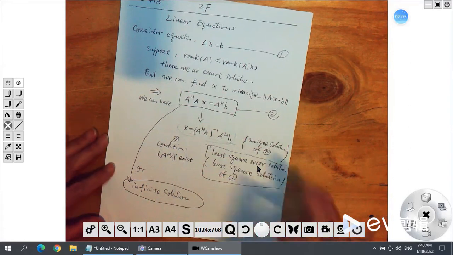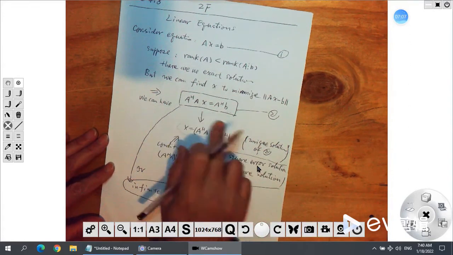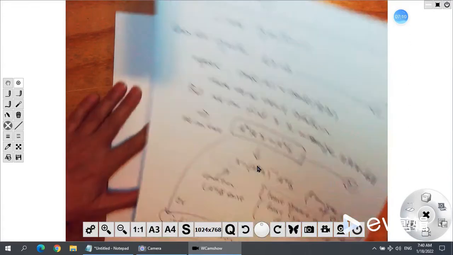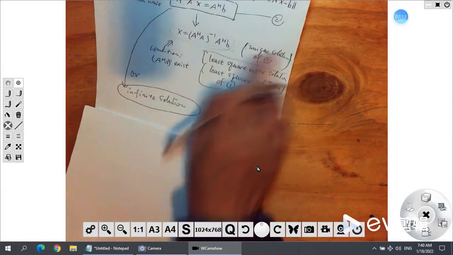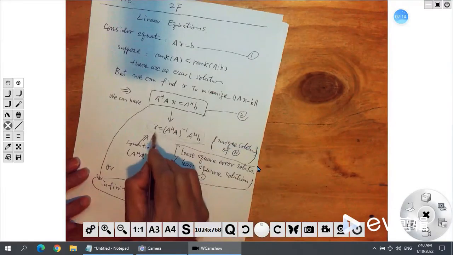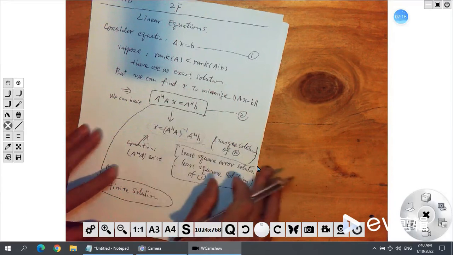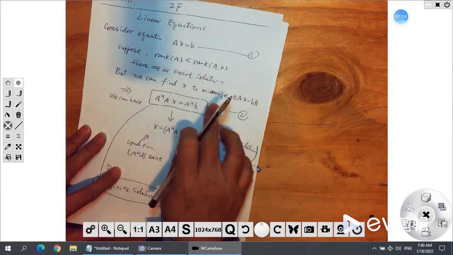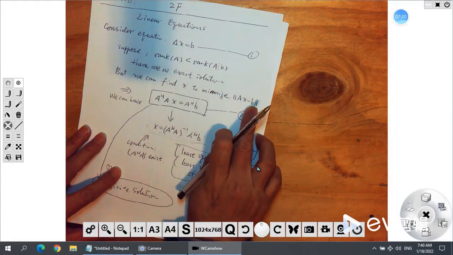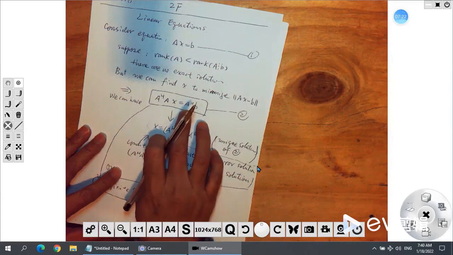Then, how can we get this? Let me show you. How can we get this one? We start from here. We want this to be the smallest value, then we can have this. Why can we have this?